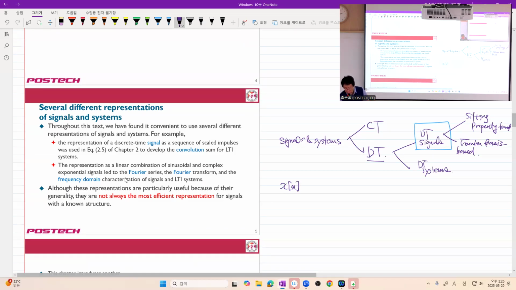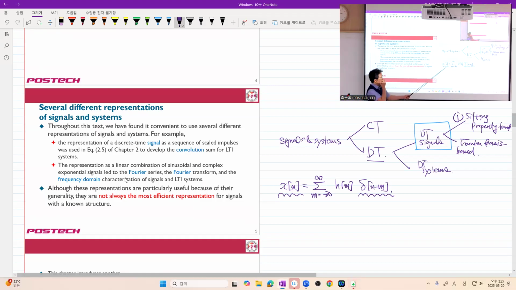Suppose you have a discrete time signal. Then this first shifting property-based representation means you view x of n as what? Some of the delayed and scaled versions of delta functions. Got it? So x of n is a scaled version of delayed delta functions summed up for all m, right?